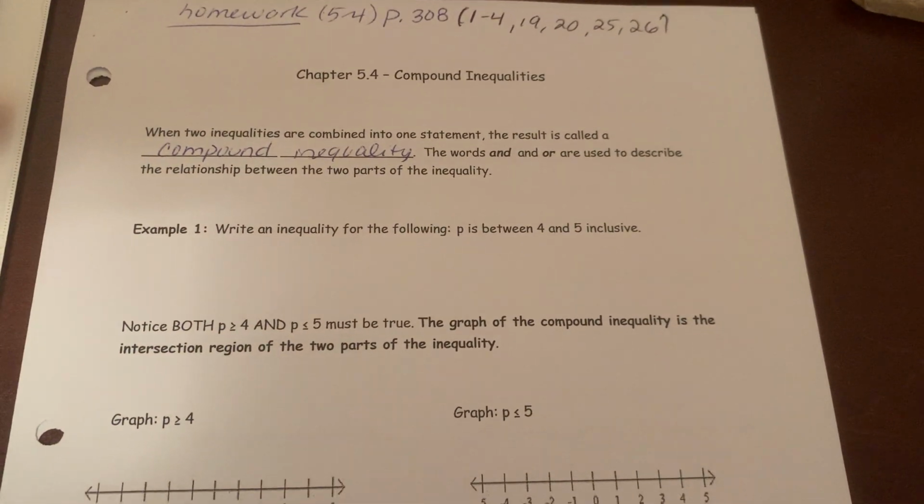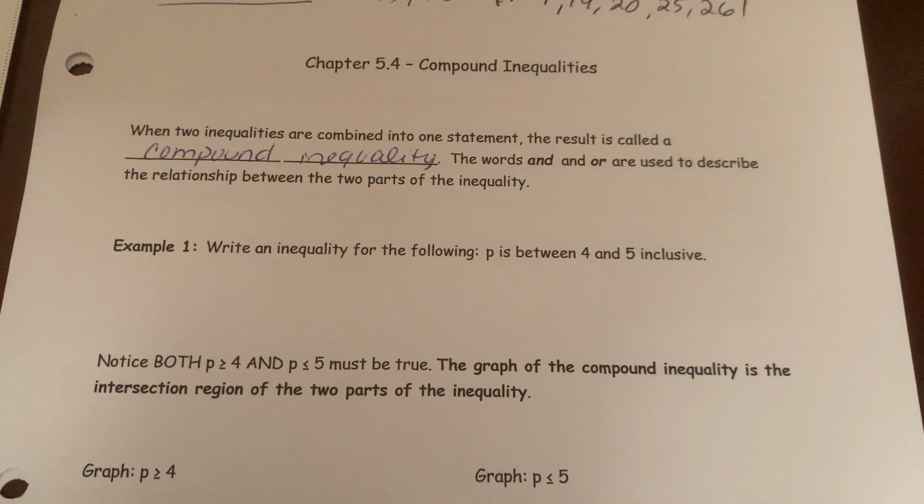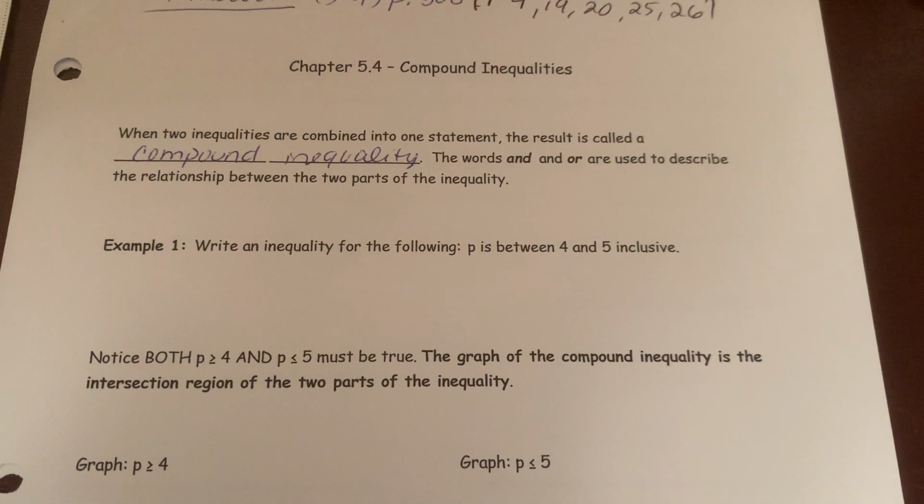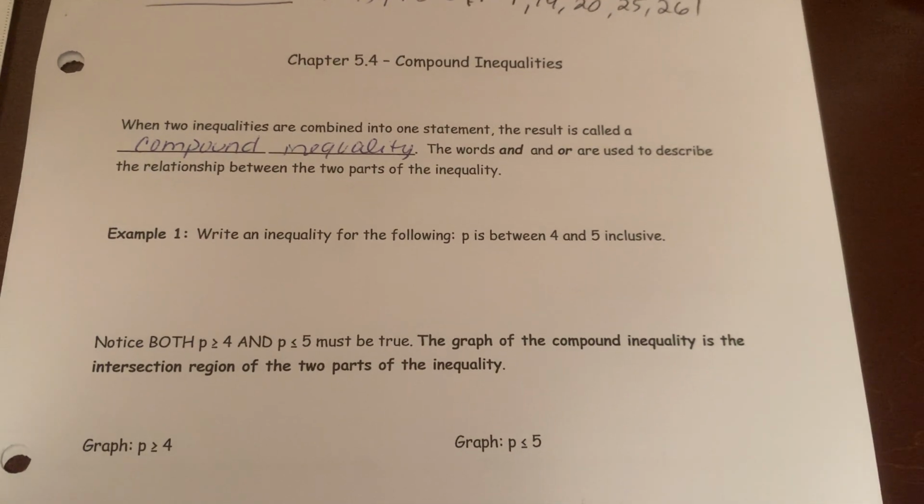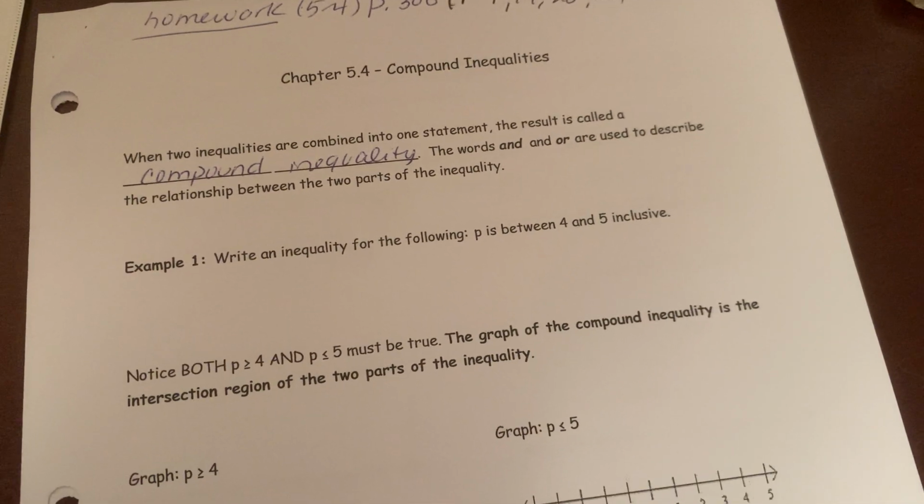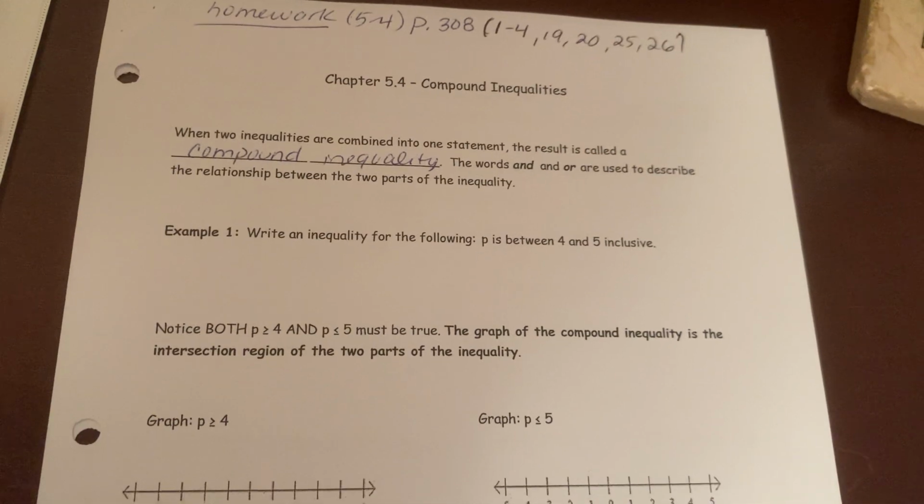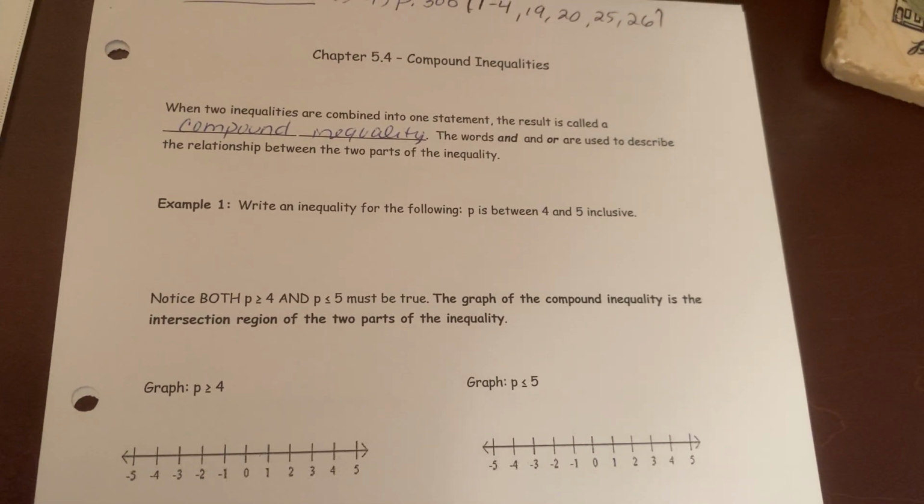So now we're moving on to when you have more than one inequality, and it's called a compound inequality. It says when two inequalities are combined into one statement, the result is called a compound inequality. The words "and" and "or" are used to describe the relationship between the two parts of the inequality.